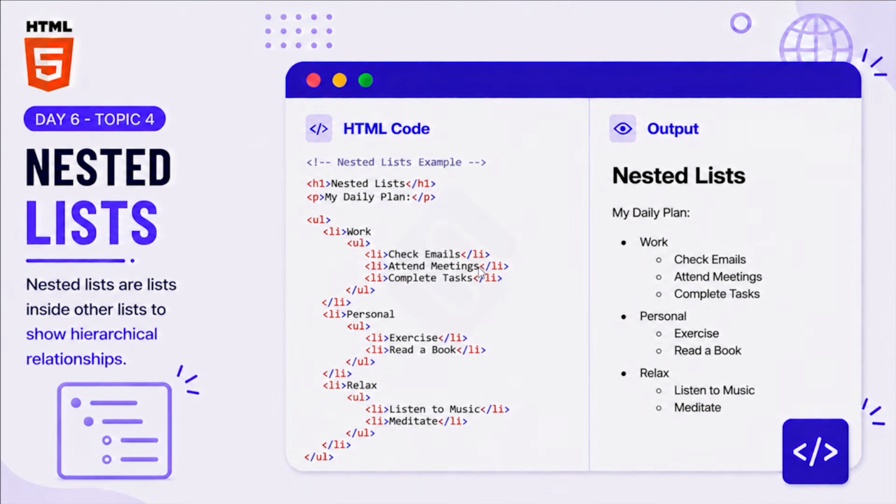So nested lists are widely used for navigation menus, category structure, and for hierarchical data.